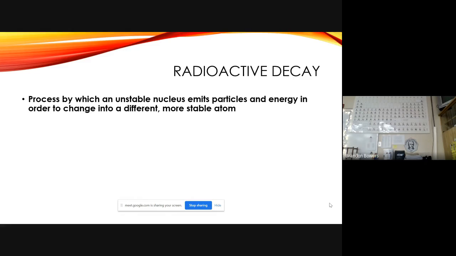This is the definition: a process by which an unstable nucleus emits particles and energy in order to change into a different atom. Well, how cool is that? It's kind of like the half-life. We just talked about half-lives. It decayed into a new atom. That's exactly what this is. We're emitting energy in order to change into a different atom. Wow, it's kind of like deja vu. Did we already learn about this?